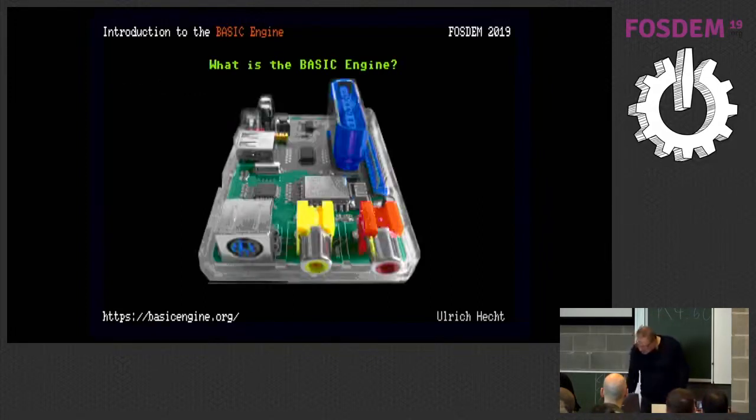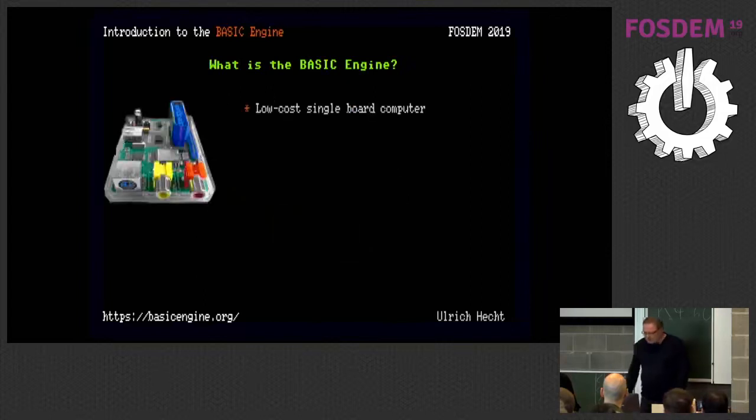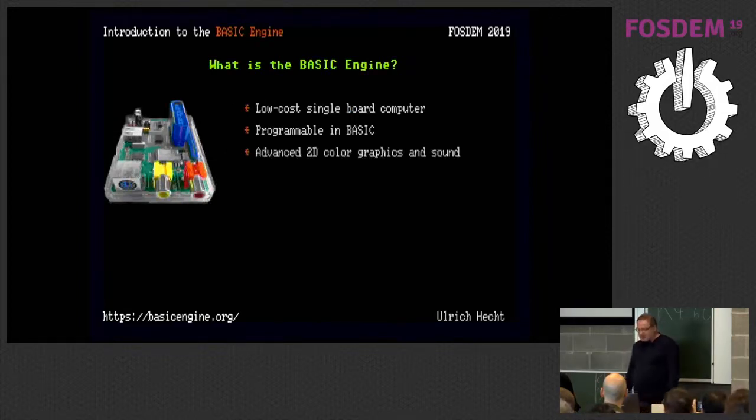Who knows? What is the BASIC engine? Here's a picture. The BASIC engine is a low-cost single-board computer. It's programmable in BASIC. It has advanced 2D color graphics and sound. What that means I'll show you later. And you can build it at home for less than 10 euros. And should you decide to mass produce it, it's way cheaper than that.